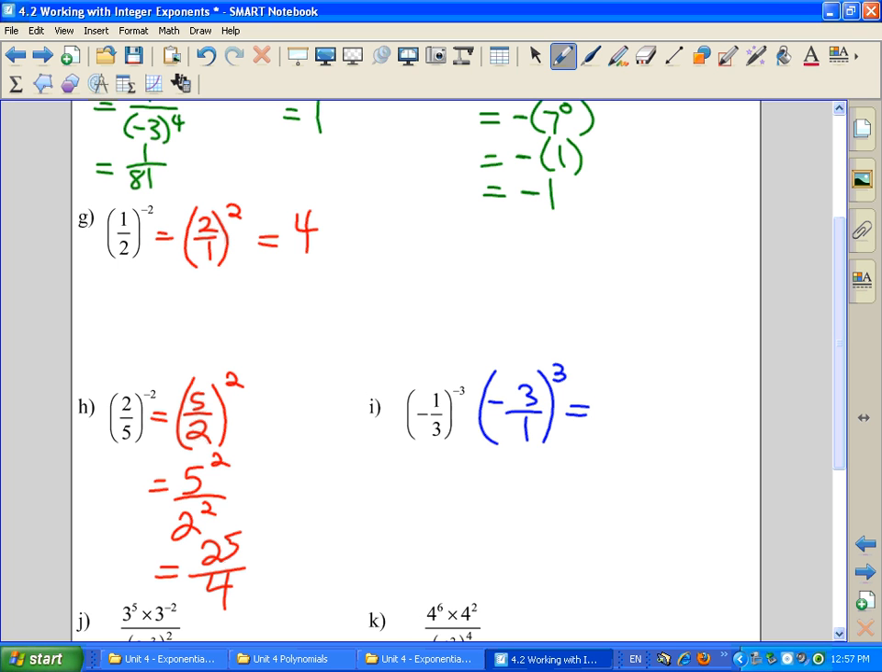So what we need to do is realize that negative to the power of 3, it's odd, so it's still going to be negative. And 3 cubed is 27 divided by 1, so it's just negative 27.